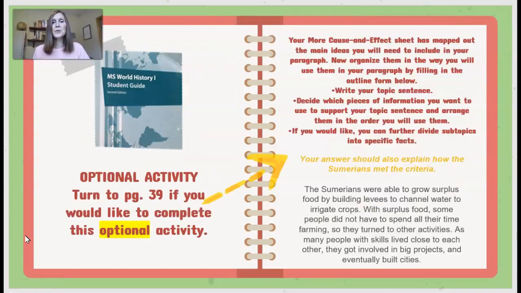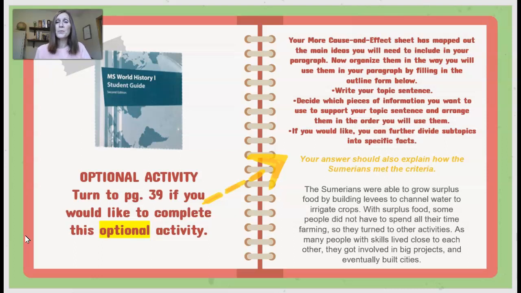Okay, and this is an optional activity. If you turn to page 39, you can complete it if you would like. You don't have to. This is this cause and effect activity. So just an answer that you may have. If you would like to do this, you can pause this video and do it on your own and then come back and check it. You can even pause this video and write down what I have so you can use this as a type of study guide for your assessment.